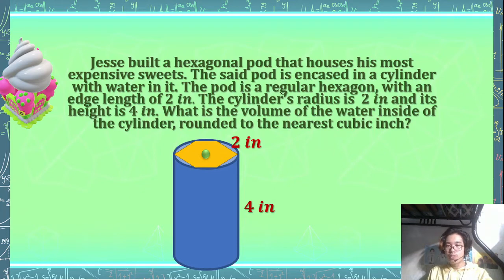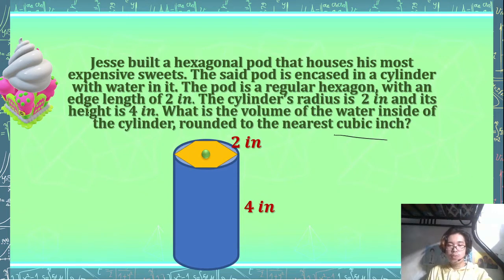So the pod is a regular hexagon with an edge length of 2 inches. The cylinder's radius is 2 inches and its height is 4 inches. What is the volume of the water inside of the cylinder, rounded to the nearest cubic inch? So how can we solve for this problem, grade 8 students?